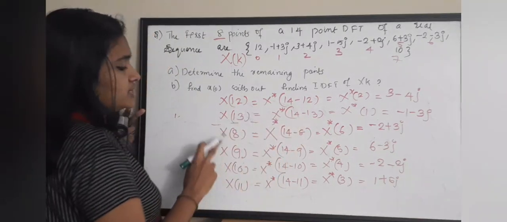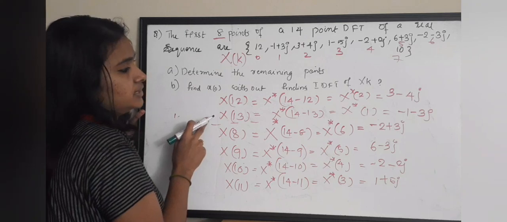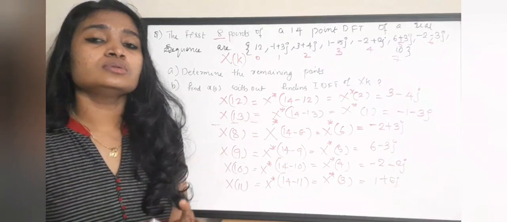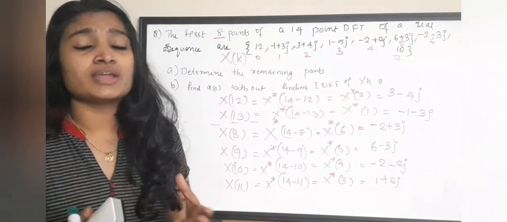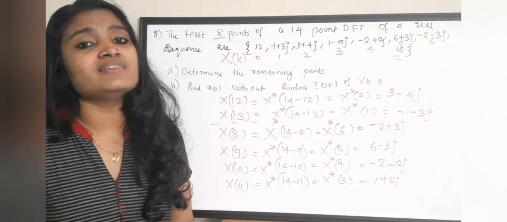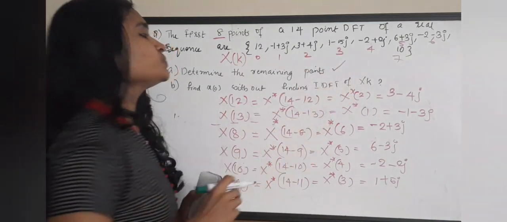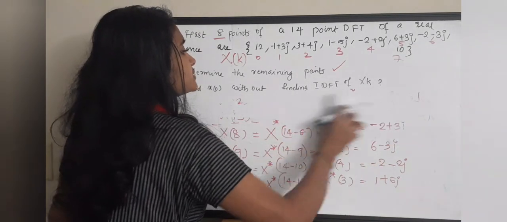Okay. X of 8, x of 9, x of 10, x of 11, x of 12 and x of 13. So in order to solve this question, you should know this relation that x of k is equal to x star of n minus k for a real valued sequence. Now we have completed the first part of this question. Let us see what is the next part they are asking.